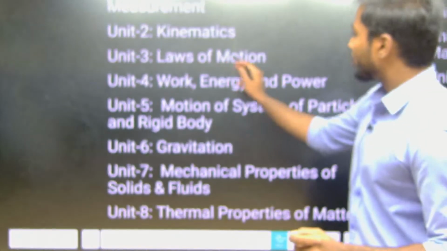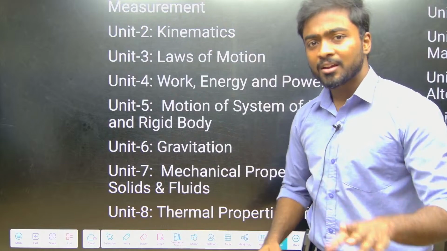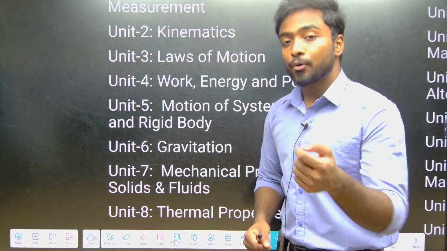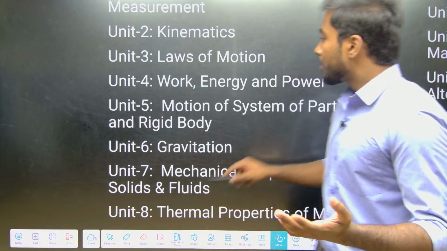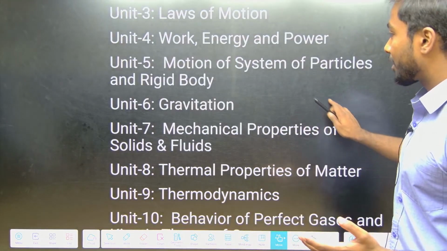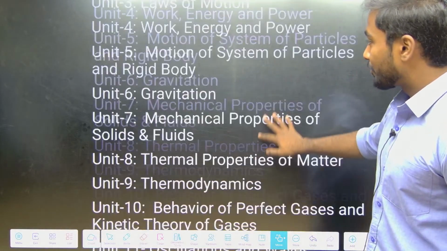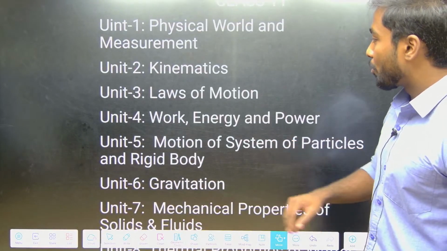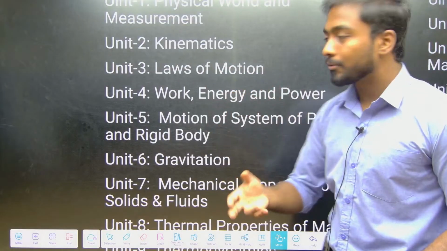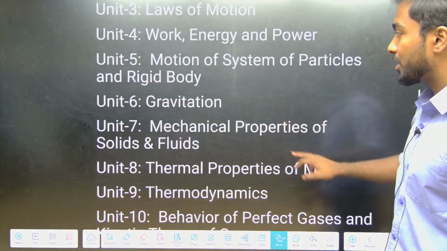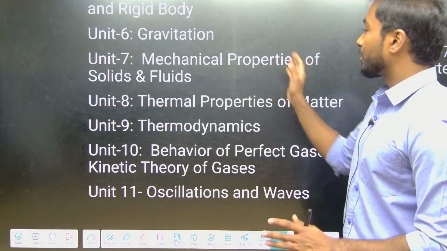Yes, obviously you would have known these terms: laws of motion, work, energy, power. In laws of motion, you would have known about forces, right? What are the forces? Like tension, spring. Then motion of a system of particles and rigid body, gravitation. So I will tell you what lessons you have studied: units and dimensions; laws of motion, meaning the forces; work, energy and power; gravitation; mechanical properties of solids and fluids.